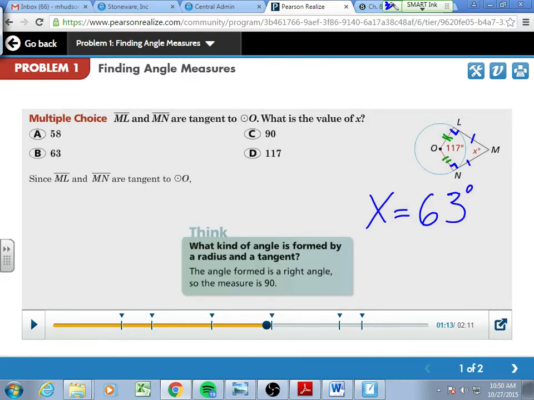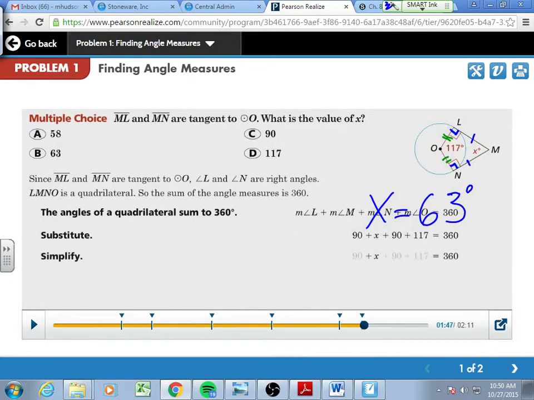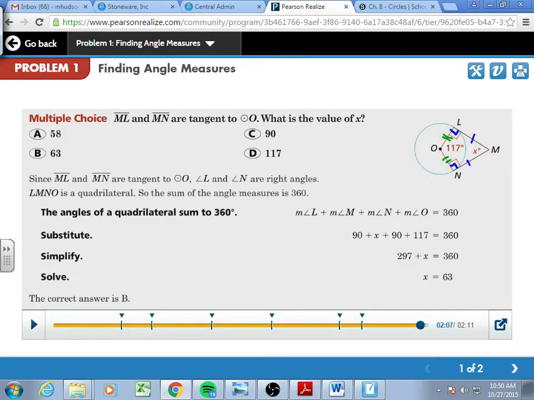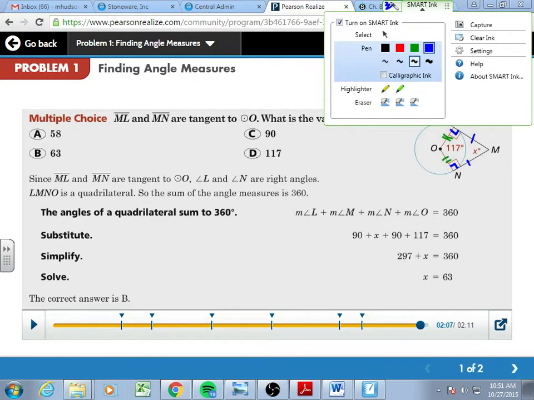And then if I show our process. Is this the whole homework? This is part one. Is it going to be a basic part two? Yeah, it's going to be similar to this, just a different angle. It's going to be applying our tangent lines and the relationships that we know about them.